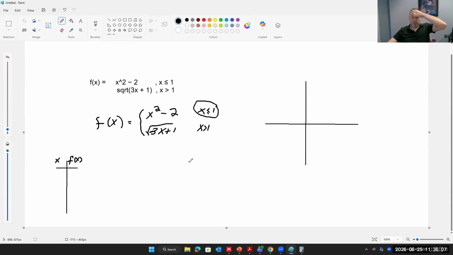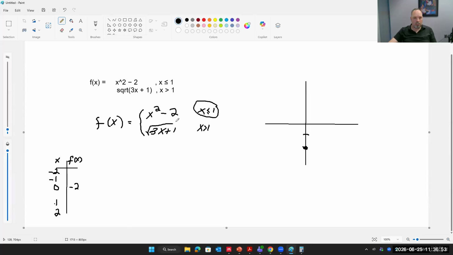And if you're familiar with this graph, you'll know it's a symmetric curve. So if I plug in a 0, for example, it's going to be a minus 2. Now, just to remember the symmetry, let me plug in a 1 and a 2 and a negative 1 and a negative 2.